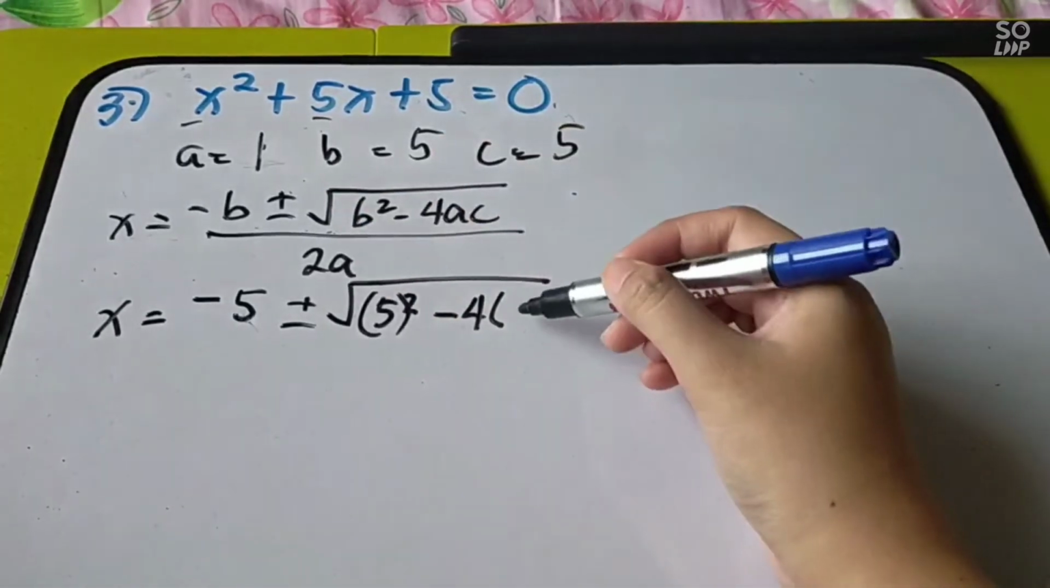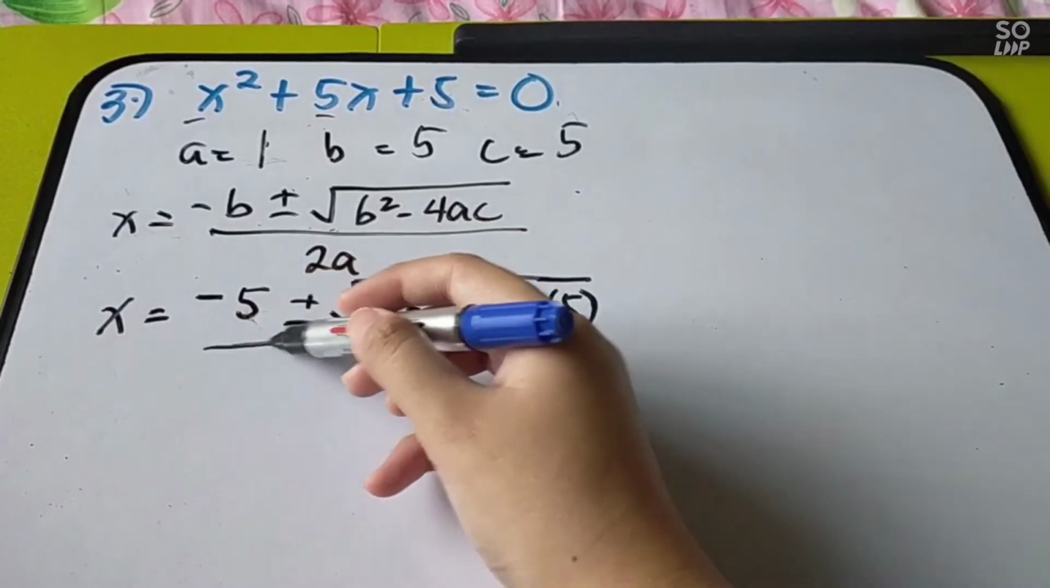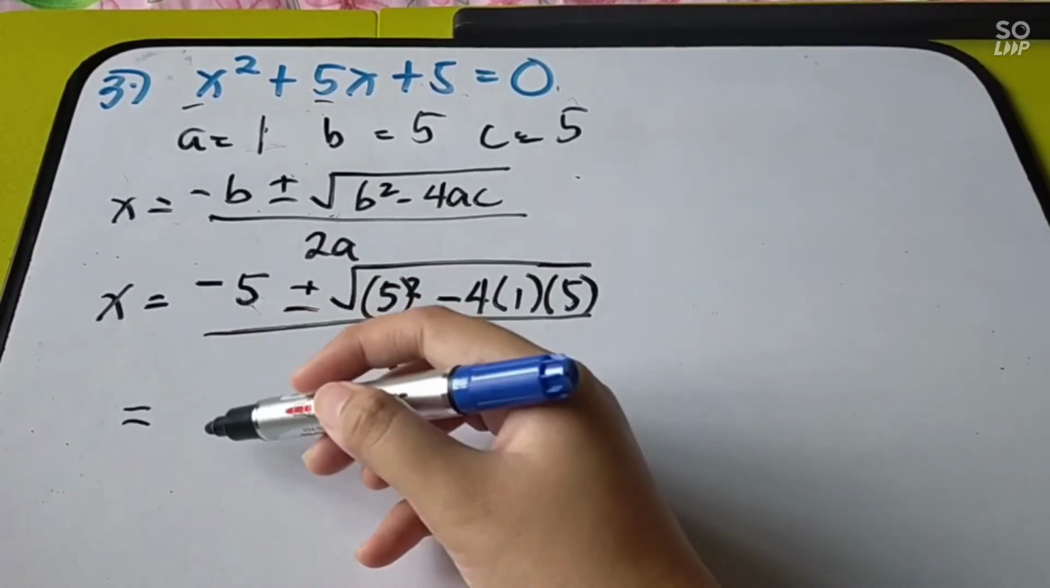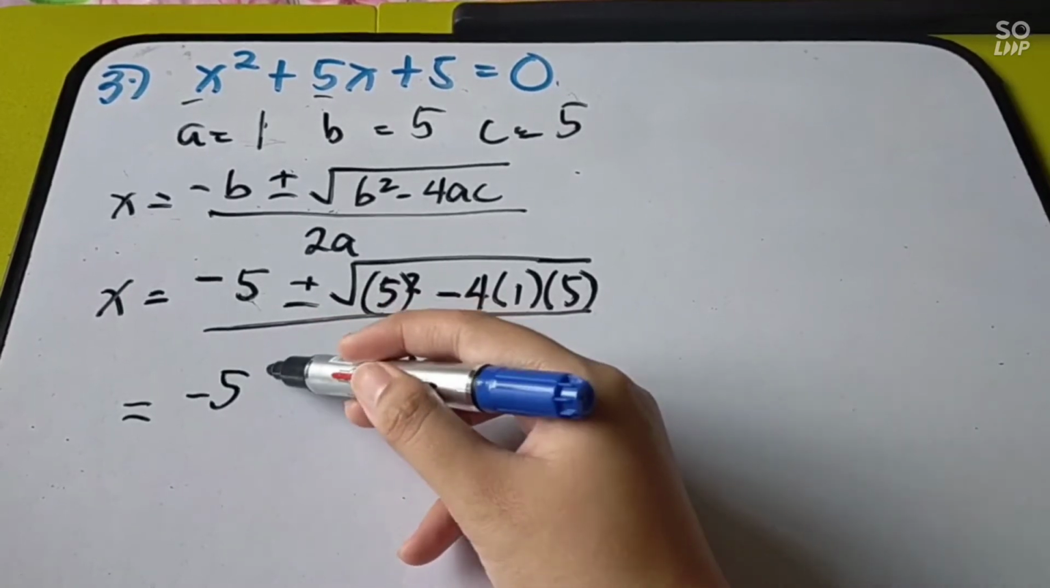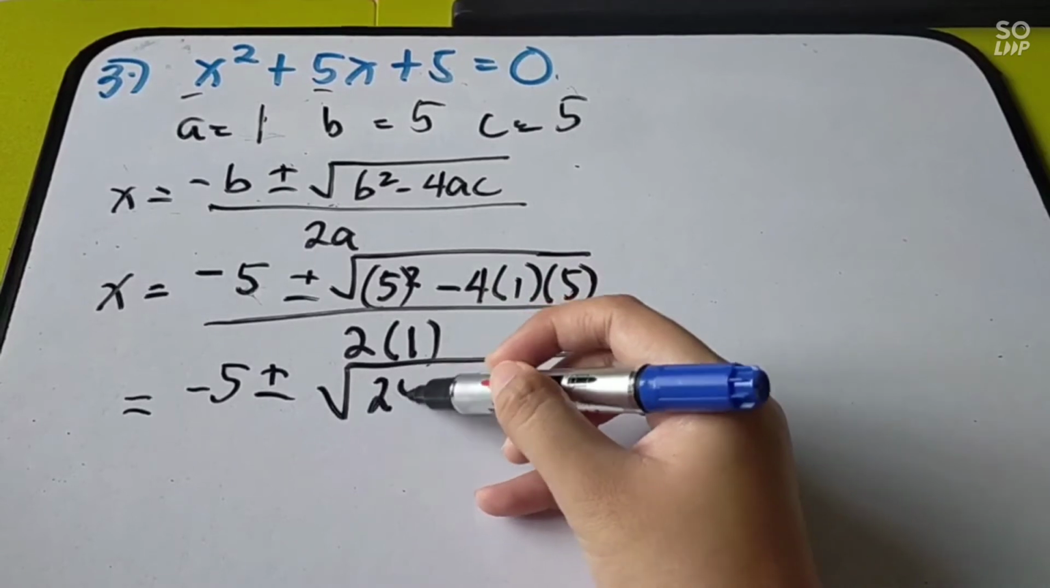Multiply your a, which is 1. Your c is positive 5. Next, all over 2 times 1. So, it is equal to negative 5, positive and negative square root of 5 squared, we have here 25.